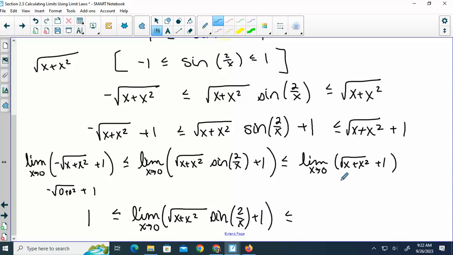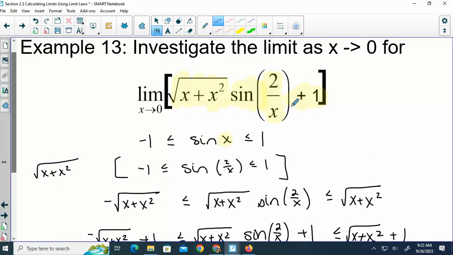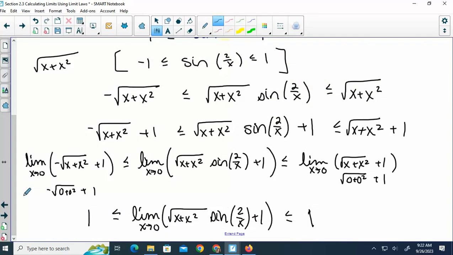Okay, over here, if I bring my limit underneath, I can plug in my 0, and the limit of 1 is 1, so this side is also 1. So this overall limit is equal to 1. All right. So we are done with this section.